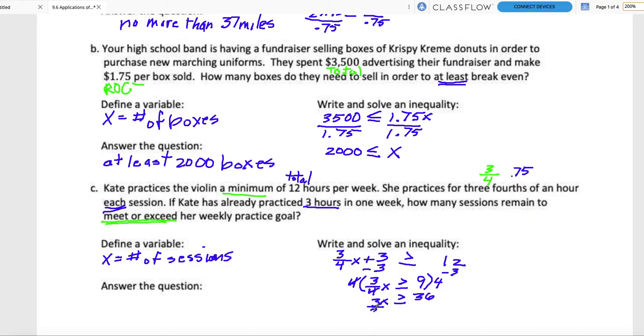And divide everything by 3. That tells me x is greater than or equal to, I have the wrong answer. Okay, 12. All right, so answer my question. How many sessions? She needs 12 sessions to meet or exceed.